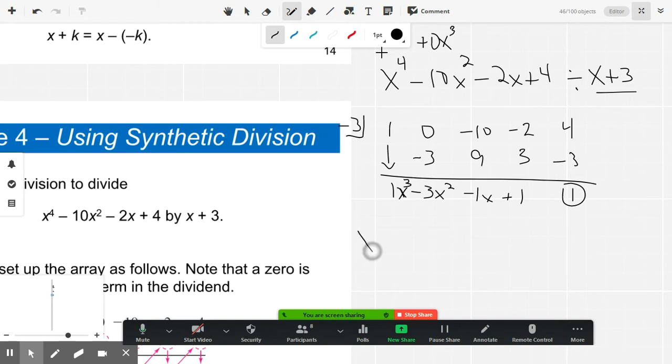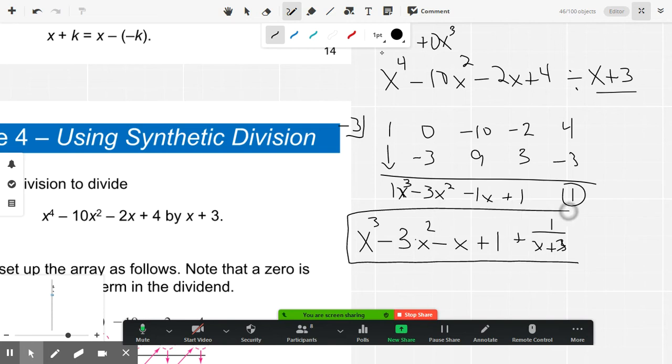So what I have is x cubed minus 3x squared minus x plus 1 with a remainder of 1, which means that's going to be plus 1 over, now divided by x plus 3. So to me, that's a lot less time consuming than the long division. And I'd much rather do it that way right there. Okay, so once again, x plus 3 does not go into that polynomial evenly. It had a remainder. But that is what we call synthetic division.